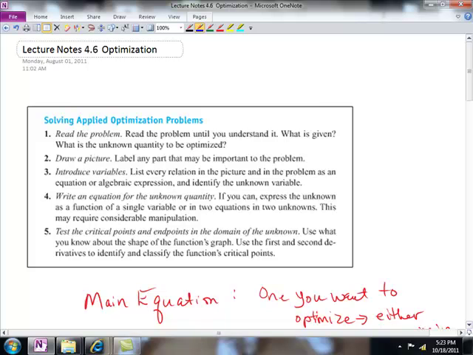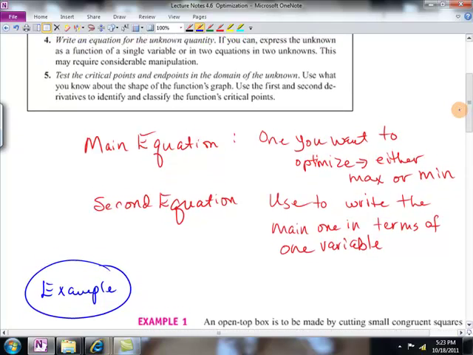Then you're going to test the critical points and the endpoints in the domain of the unknown, and use what you know about the shape of the graph. Use the first and second derivatives to identify and classify the function's critical points. All right, so here's the deal. Let's practice this and see what we're talking about.